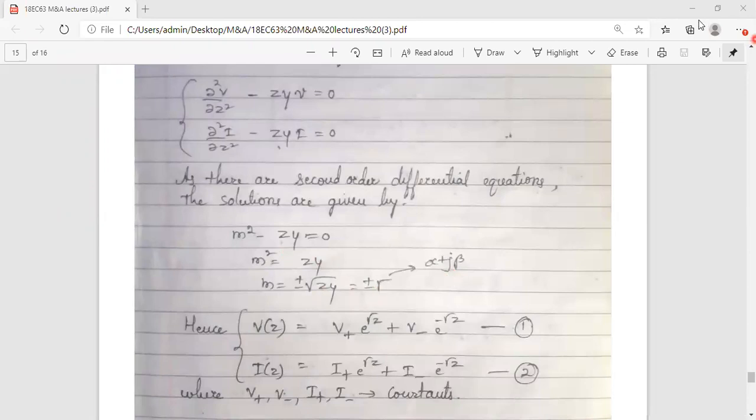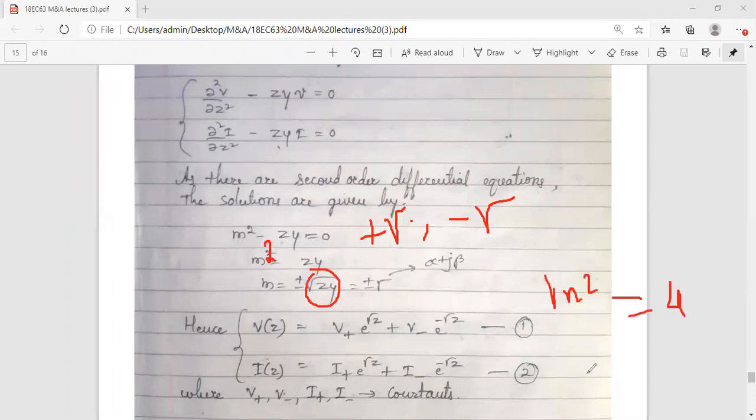So what are the roots we get? M is equal to plus gamma and minus gamma. 2 roots. Don't think that only one value I get, as it is a square. It is just like this: m square is equal to 4.